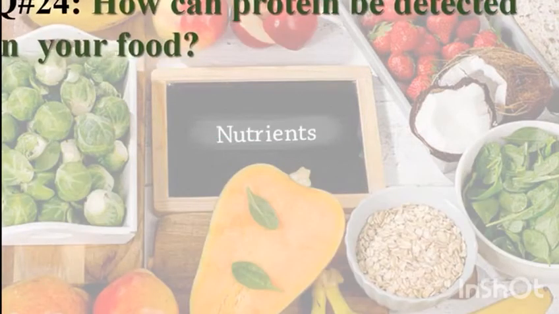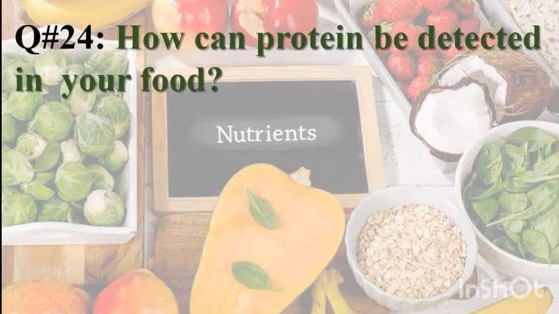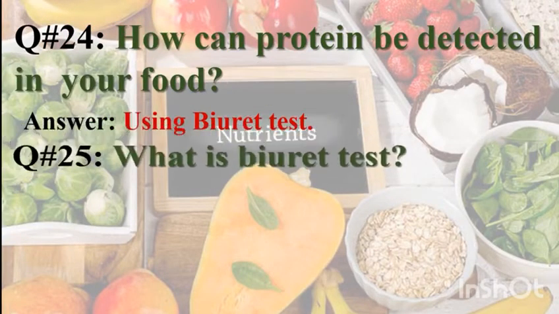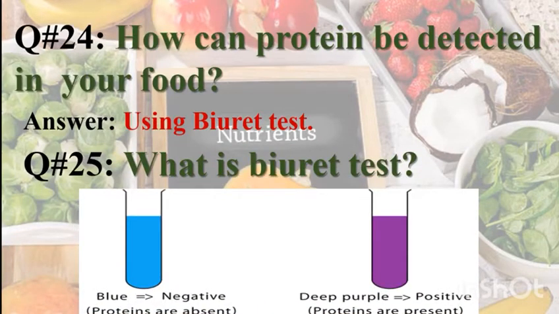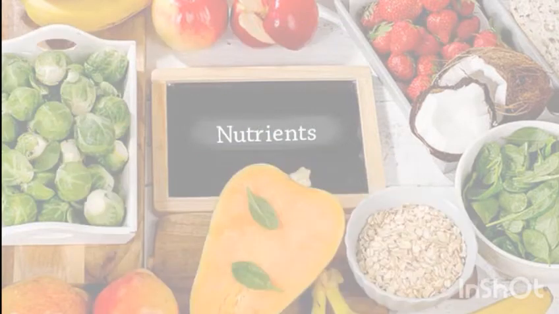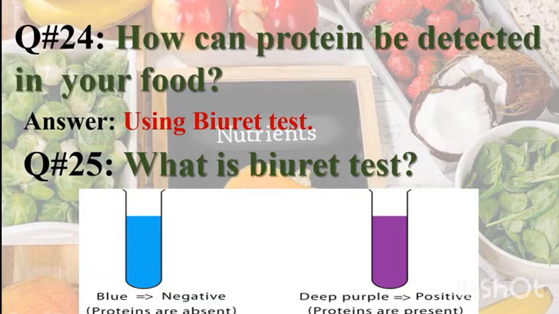And next question is, how can protein be detected? It can be detected by using the Biuret test. And what is this test? As you can see here, if the blue color is formed, it means that the test is negative and proteins are absent. And if a deep purple or violet color is formed, then it is positive.